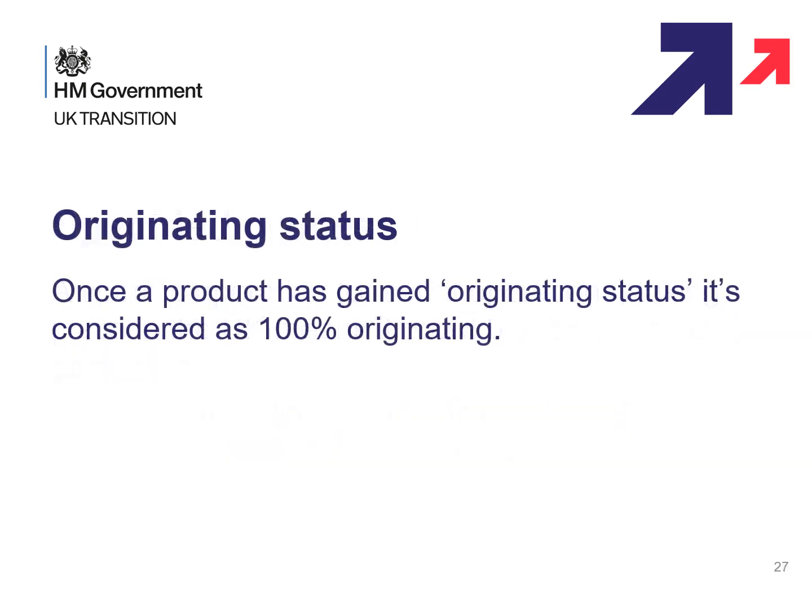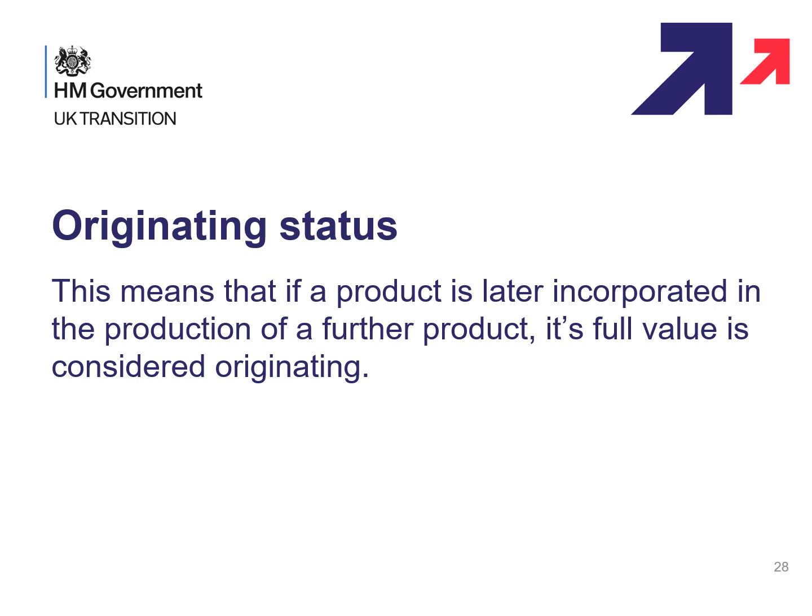Once a product has gained originating status, it's considered as 100% originating. This means that if that product is later incorporated in the production of a further product, its full value is considered originating, and you don't need to take into account any non-originating materials within it.